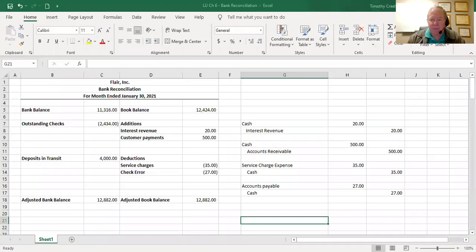Hello, I want to talk a little bit about doing a bank reconciliation. So you see a sample bank reconciliation here. Now, what happens with a bank reconciliation is that you're really kind of proving, what's a good way to put this?